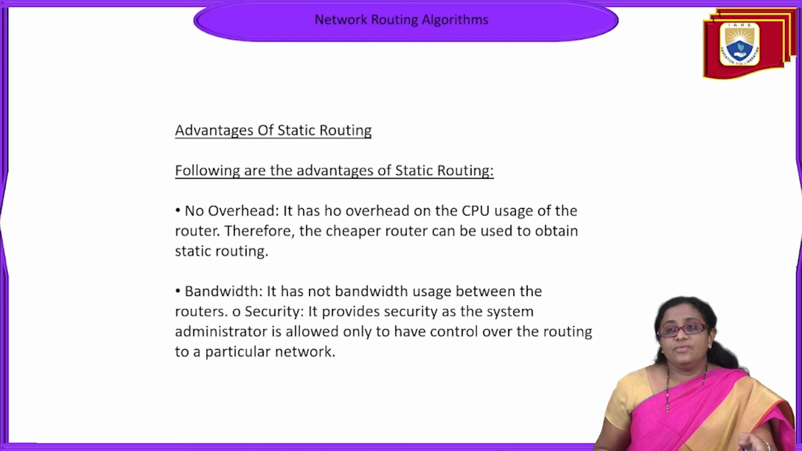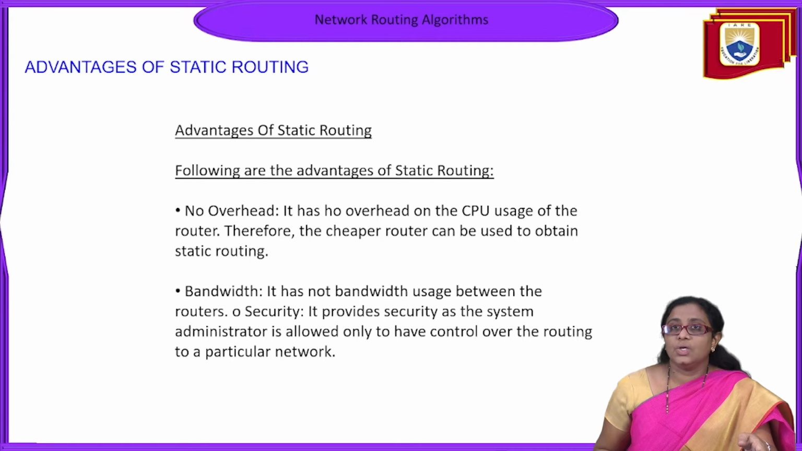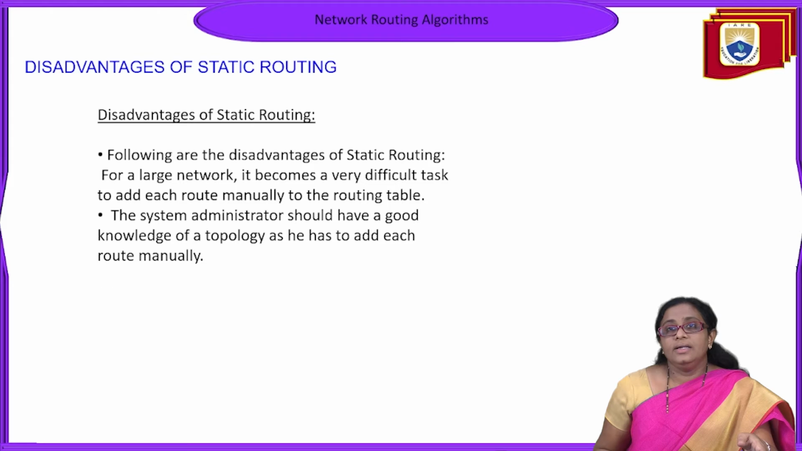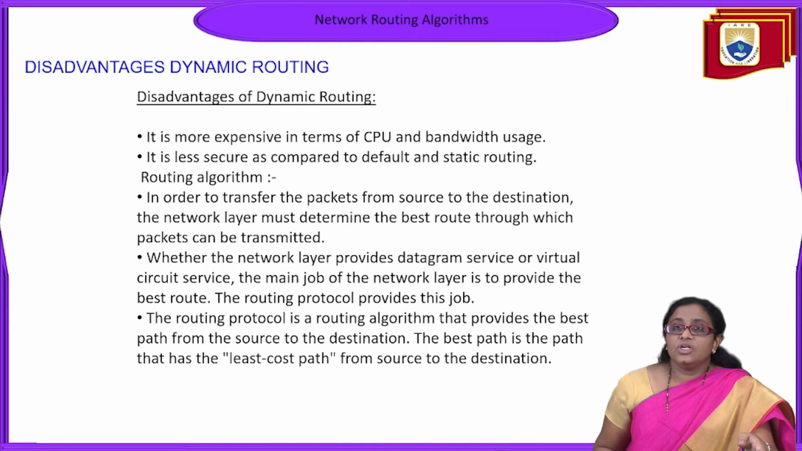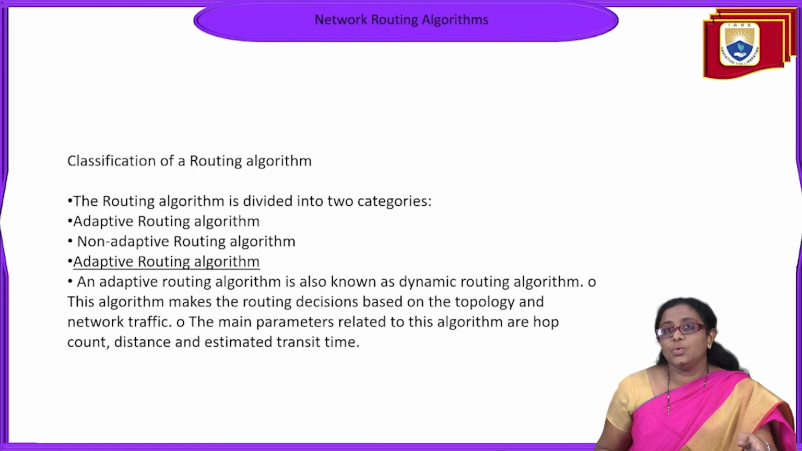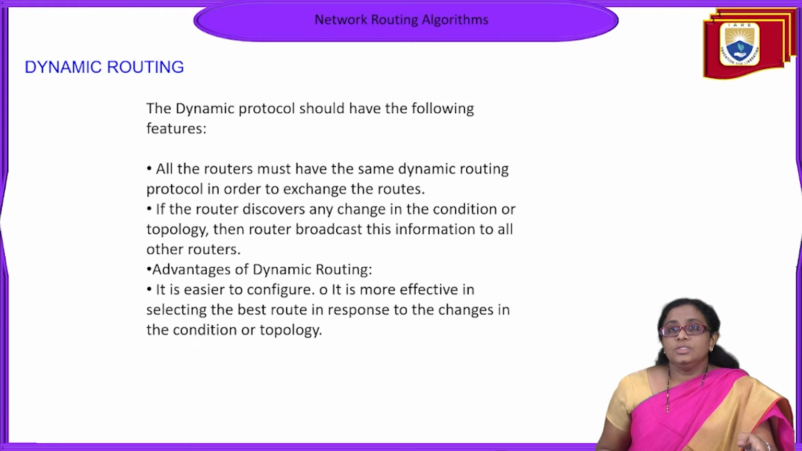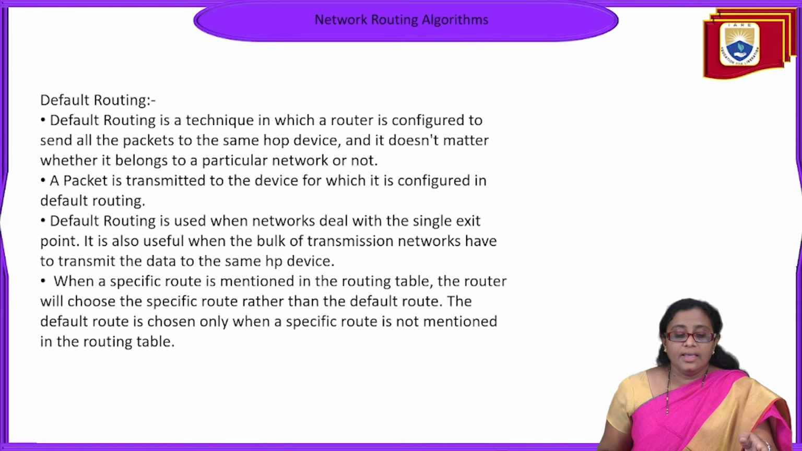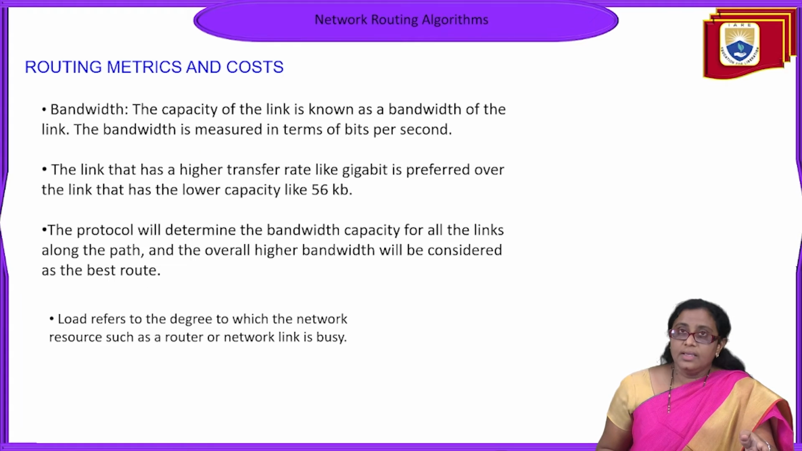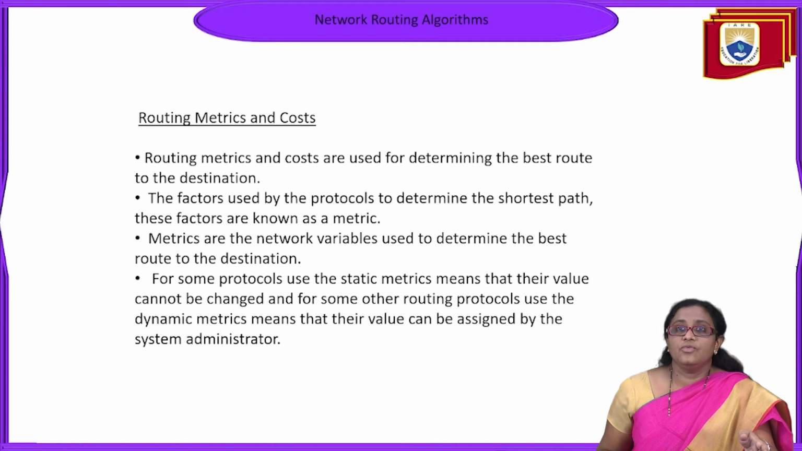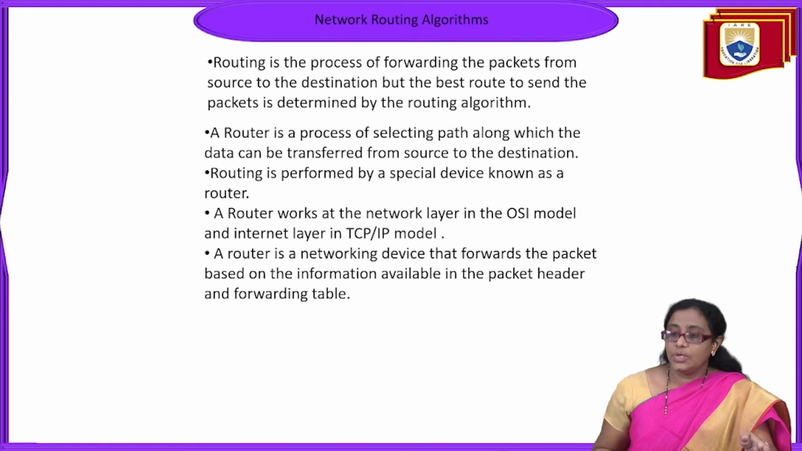After that, the advantages of each routing type, like static routing, adaptive routing, default routing and dynamic routing, and the advantages and disadvantages of dynamic routing. Finally, the classification of routing algorithms into two types: non-adaptive routing algorithms and adaptive routing algorithms. So today I want to define again what we mean by routing, the classification of routing, and the purpose of a router in the routing process.